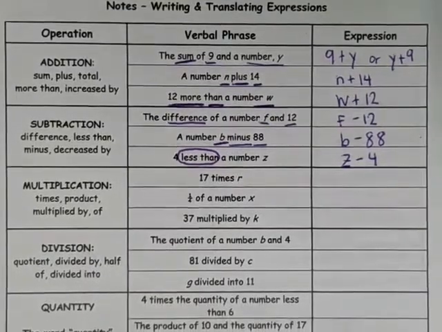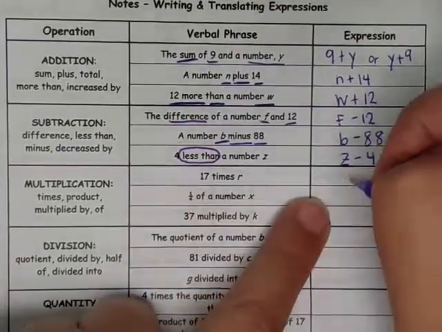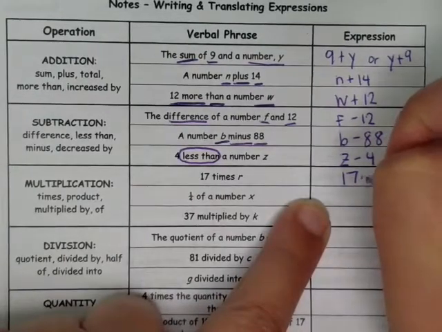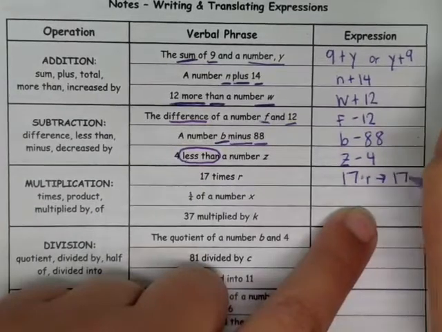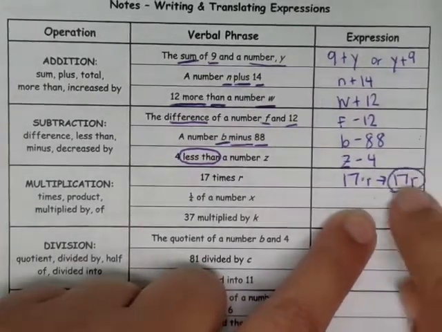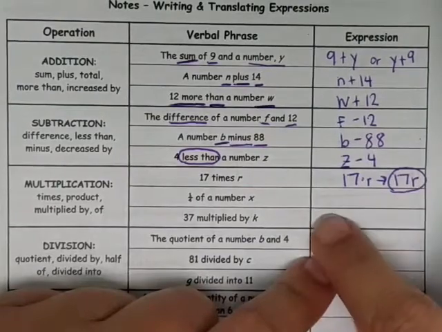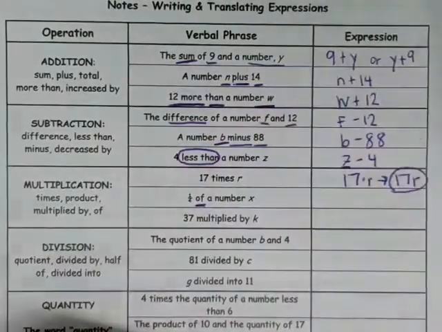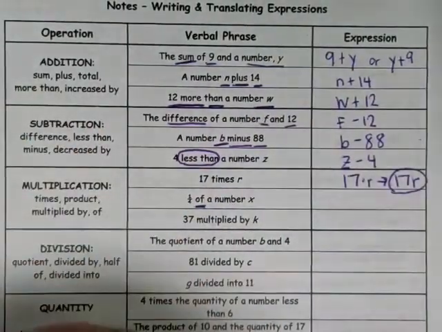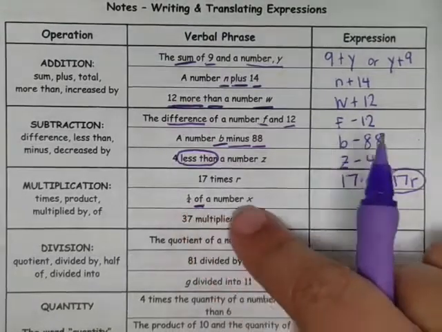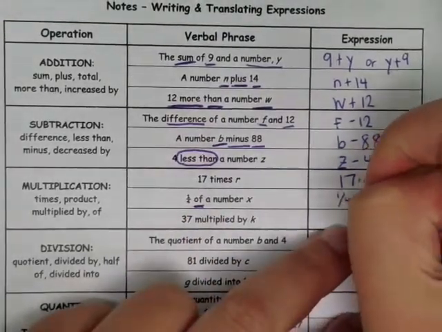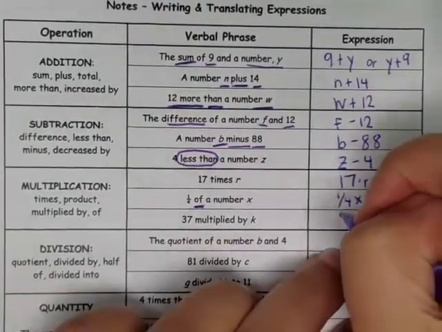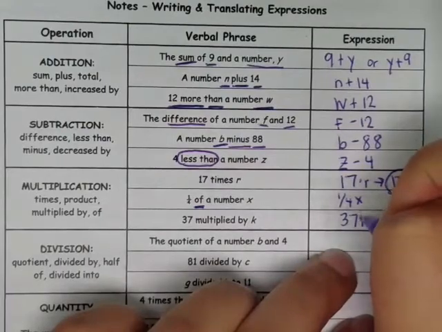Okay. Moving on to multiplication, 17 times r. The way we represent it, instead of using a multiplication dot, the better way is to say just 17r. This is fine, but this is what I prefer. 1/4 of a number x, so that "of" lets us know we're doing multiplication, because if I said 3 groups of 4, you would say 3 times 4. Well, this is saying 1/4 of a number x, so 1/4 times x. And then 37 multiplied by k, so 37k.